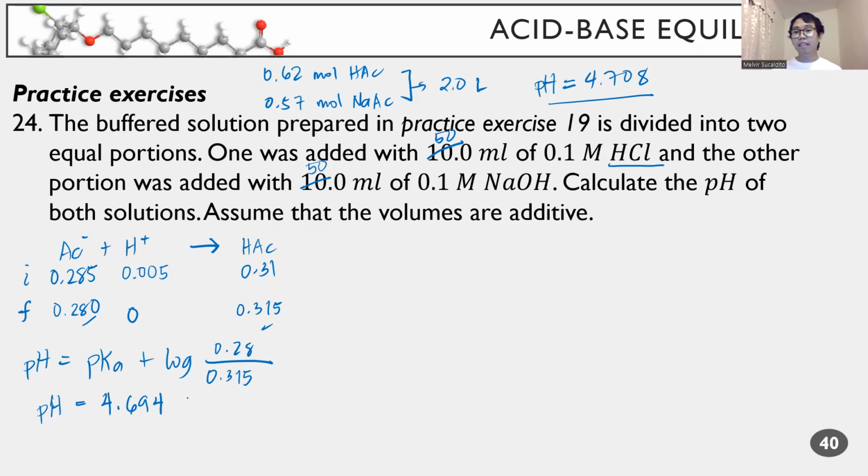Okay lang naman. Now, look at the initial pH of the solution. It is 4.708. After addition of 50 ml of 0.1 molar hydrochloric acid, this is a strong acid, your final pH becomes 4.694, which is not very, very far from the initial pH.